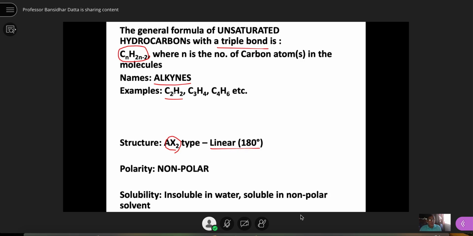Carbon is 2.5, hydrogen is 2.1. Therefore, the molecule is non-polar, and because of it, it is not soluble in water, but soluble in polar solid. That's basically what we talked about.